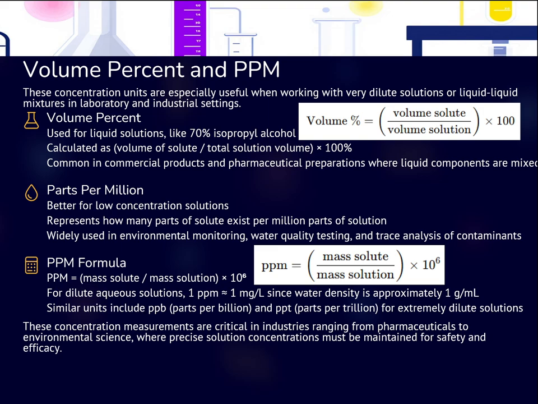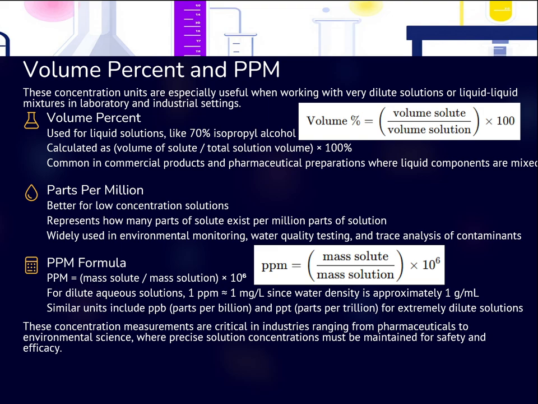Next up is volume percent, which is used mostly for liquid mixtures. For example, rubbing alcohol is often labeled 70% isopropyl alcohol. This means that there are 70 mL of alcohol in every 100 milliliters of the solution. So volume percent is going to be equal to the volume of the solute divided by the volume of the solution, then multiplied by 100 to turn it into a percentage.